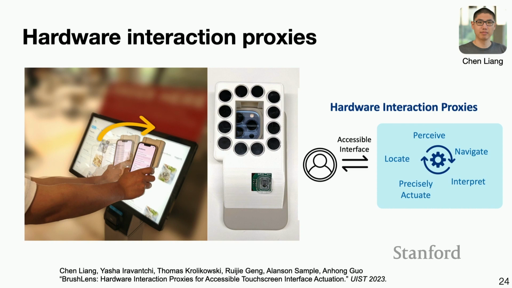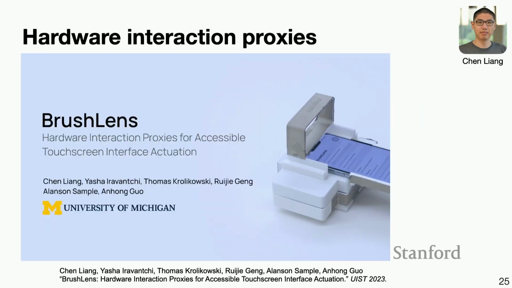So the problem we're trying to solve is, okay, how about we use a hardware interaction proxy to automatically perform the actuation for the user so that the user can just focus on broad strokes, like brushing on this interface, without worrying about the very fine motor control. And then you can delegate to the system to perform the precise actuation. So let me play this clip.